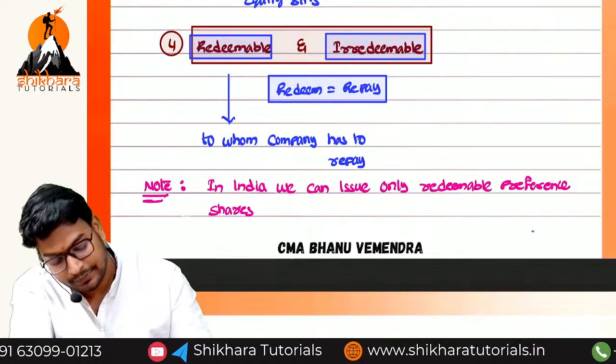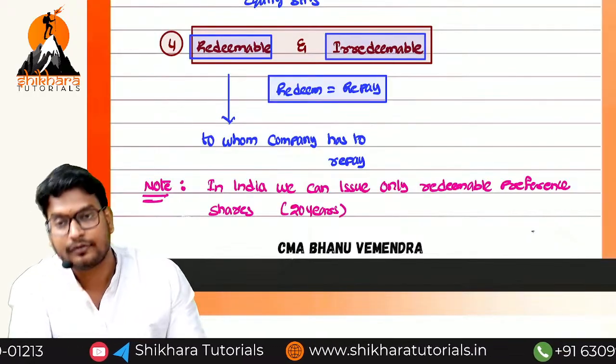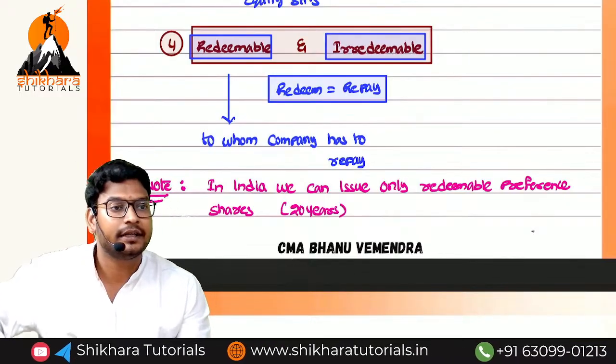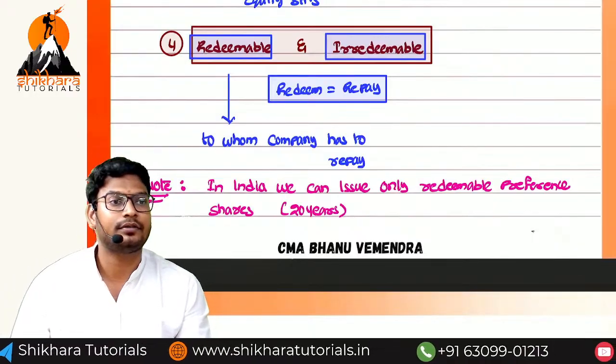So here the limit is also 20 years, ma. Maximum of how many years? We have to see 20 years. Within 20 years we have to redeem to the preference shareholders. So these are the main types of preference shares.